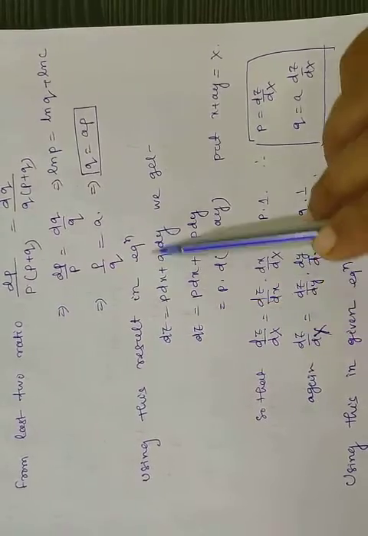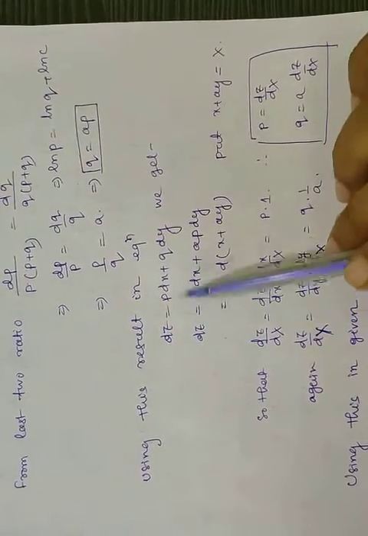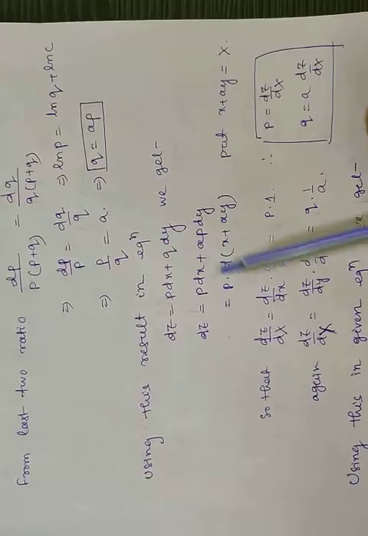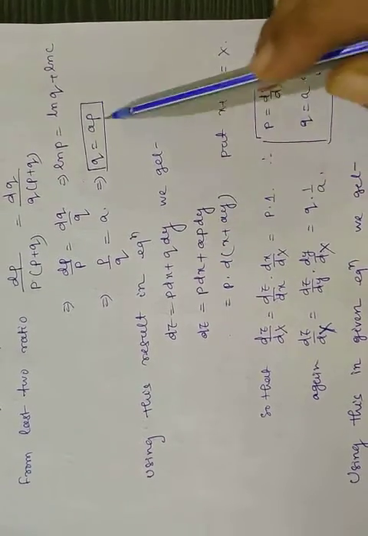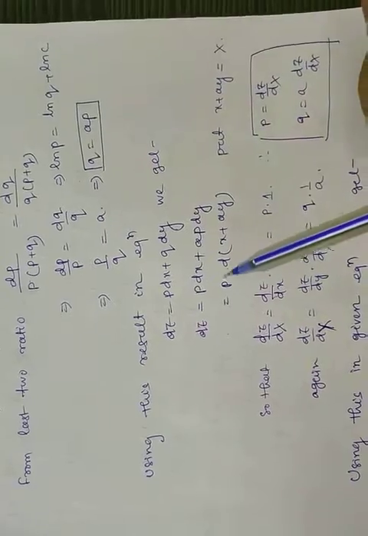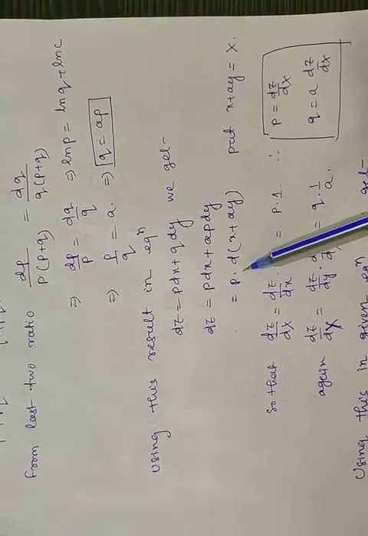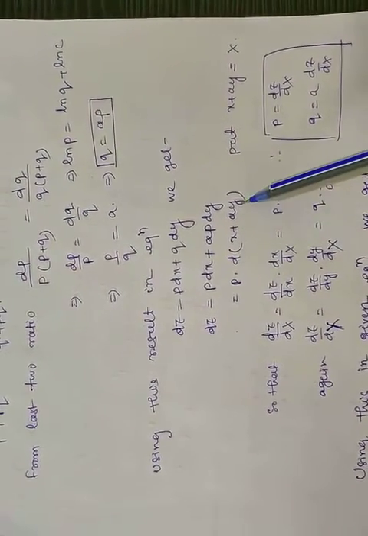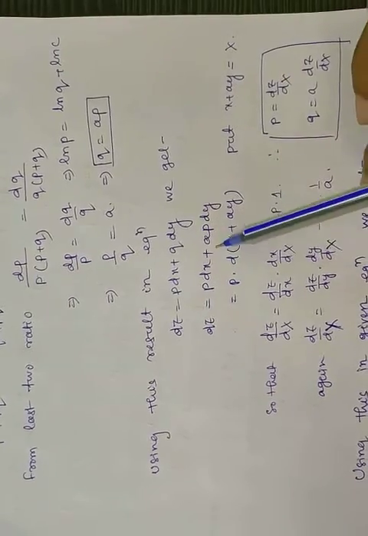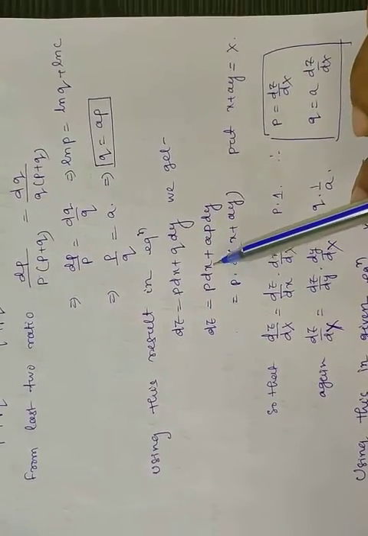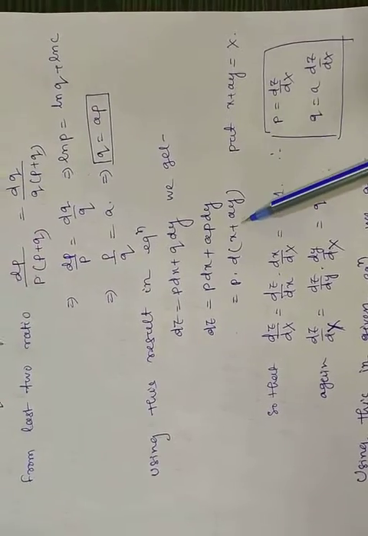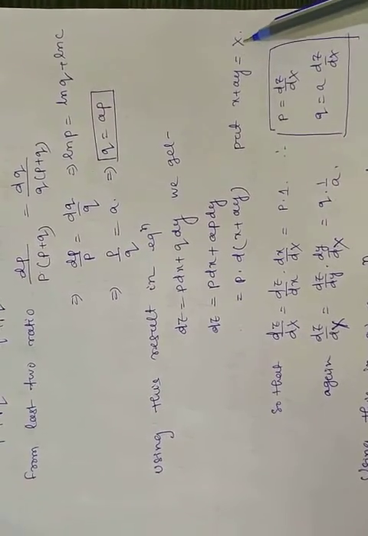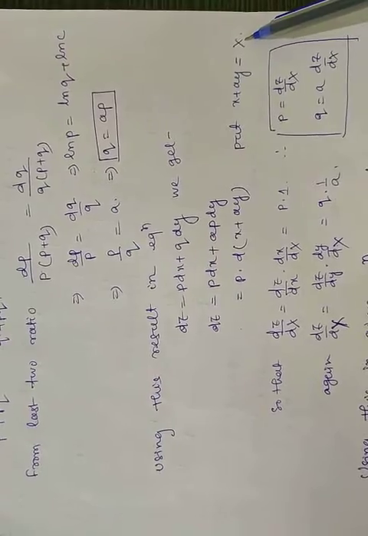Using this result in the equation dz = p dx + q dy, we can write dz = p dx + ap dy because q = ap. Which becomes p(dx + a dy), that is p times the derivative of x + ay. Now put x + ay equal to another variable, capital X.